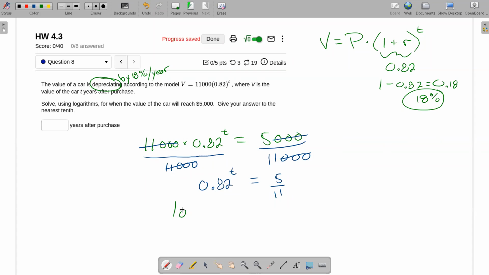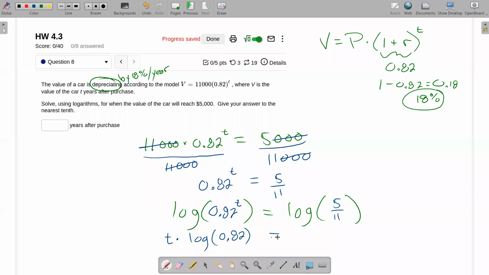So then I take the log of each side. This side has a 0.82 to the t. This one has just a 5/11ths. On this side here, that t pops out front. That's a property of logarithms, super important. So I get t times the log of 0.82. Other side, that log of 5/11ths is still chilling.